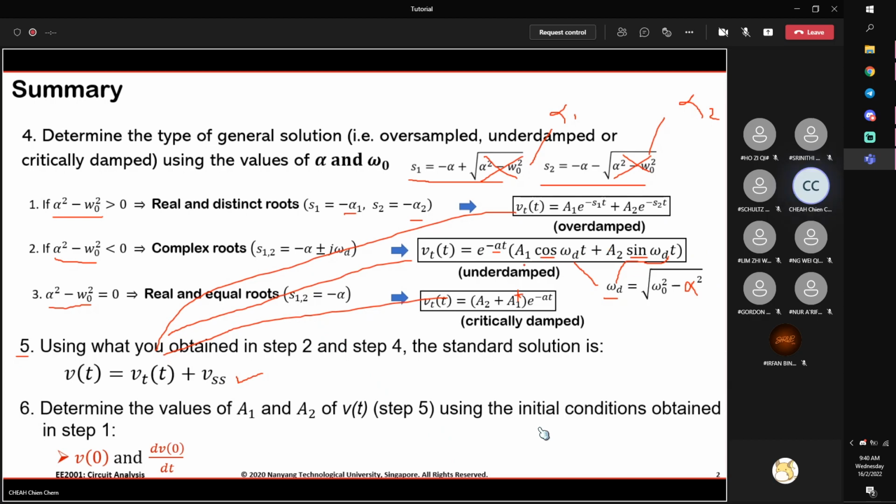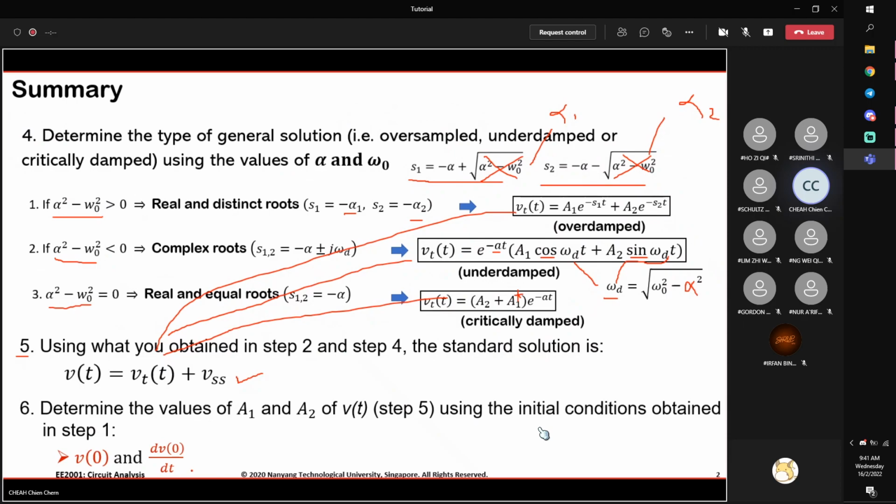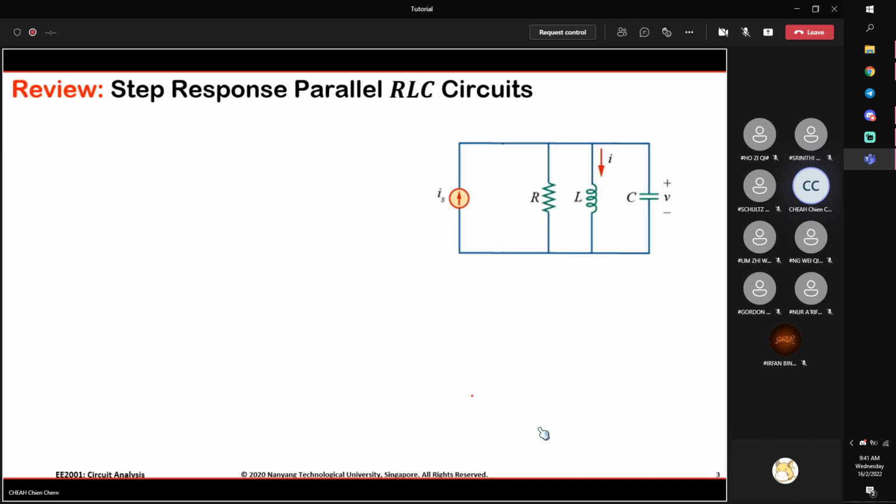As I said, the only two unknowns that you need to get are A1 and A2. Other than that, everything can be obtained from alpha and omega 0. So two unknowns, you need two equations, therefore you use two initial conditions. So from step 1, we have the initial conditions, we get two of them, voltage and current. Then you relate to your solutions over here. You get two equations, you solve for the two unknowns. All right, so this is basically what we have done last week.